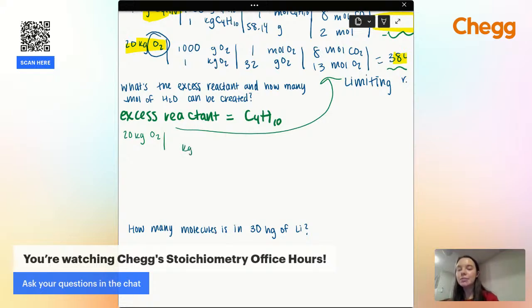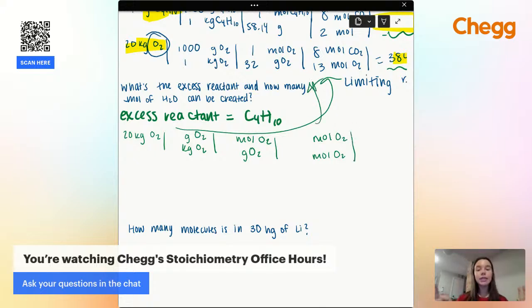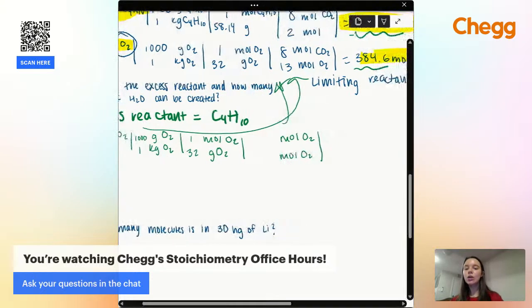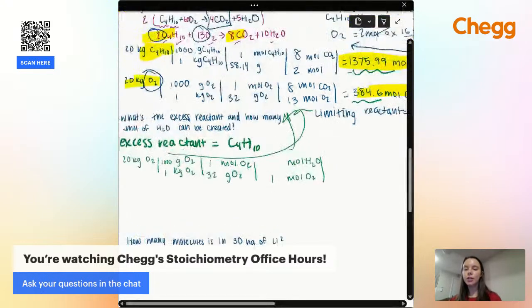So we do kilograms of O2 to grams of O2, grams of O2 to moles of O2, moles of O2 to moles of H2O. If you're wondering where I got those values, that's what we mapped up here. So I'm just copying that same sort of format. 1 kilogram is 1,000 grams. 1 mole has 32 grams of oxygen. 1 mole of O2, this should be H2O, my bad, guys.